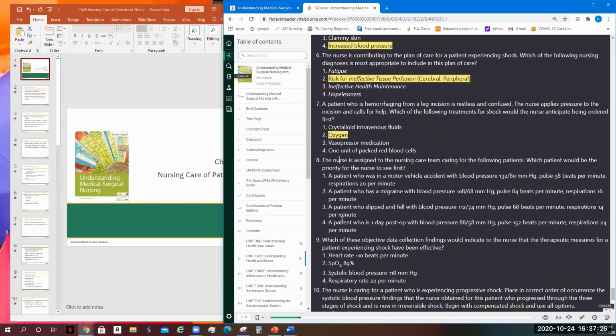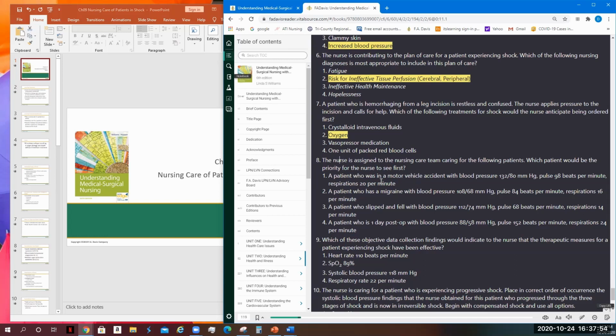Number 8, the nurse is assigned to the nursing care team caring for the following patients. Which patient would be the priority for the nurse to see first? Would it be a patient who was in an MVA, motor vehicle accident, with a blood pressure of 132/80, pulse 98, and respirations of 20? I don't think so, because that's really pretty normal.